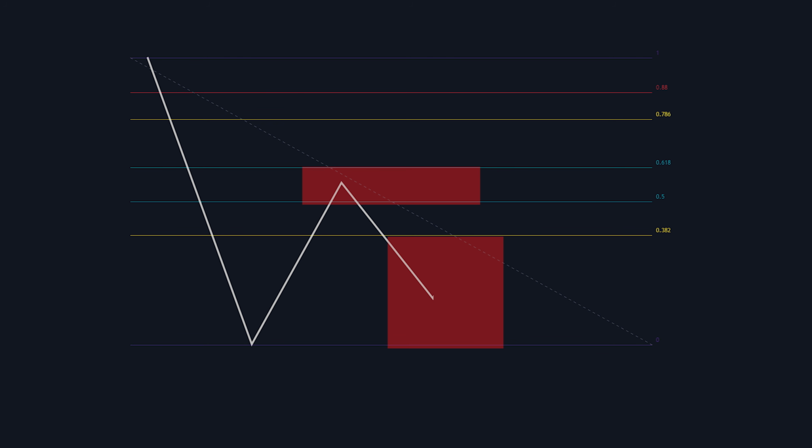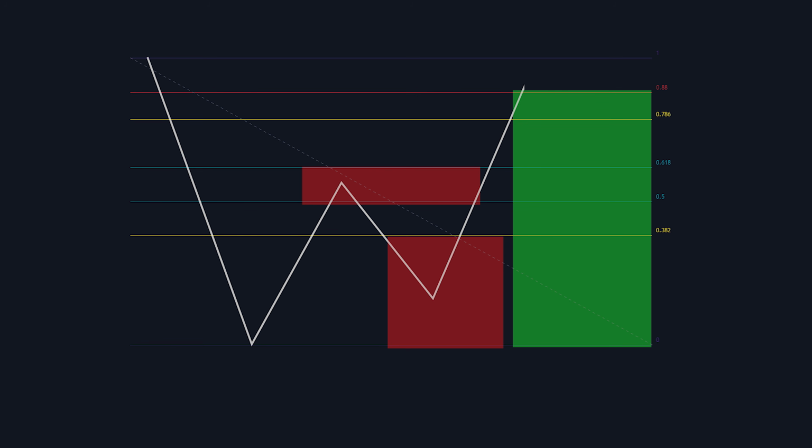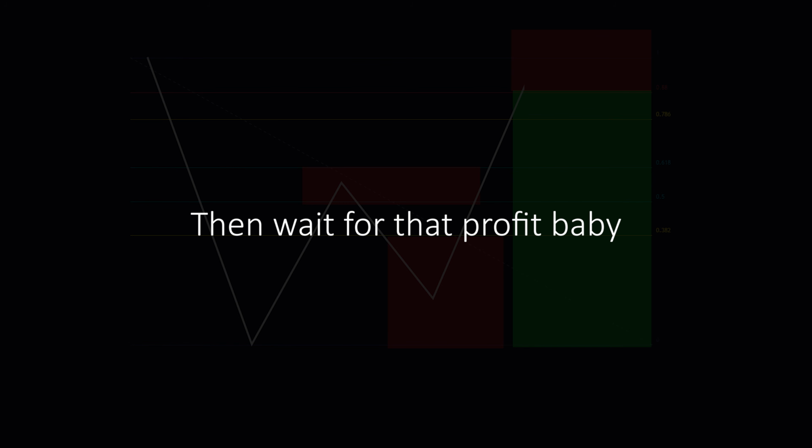Once it reaches this area, wait for price to come all the way back up to 0.88. This is where you enter your trade. Set your take profit at the low and set your stop loss right above the high. Then wait for that profit, baby.